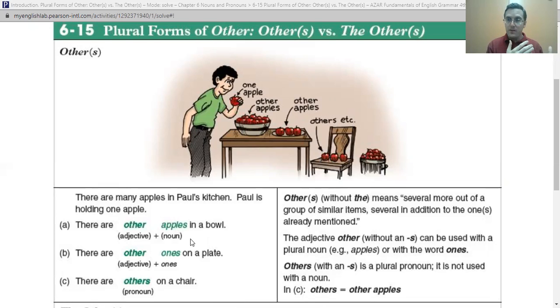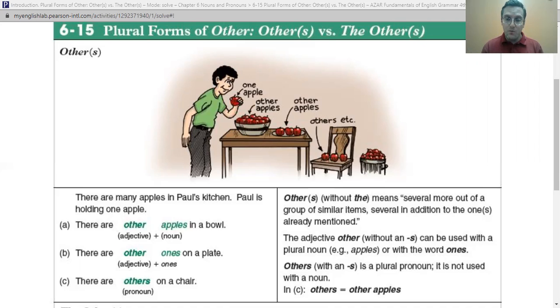Okay? The adjective, if it's an adjective, no S, it can be used with the plural noun apples or with the word ones. If it's a pronoun, then it will be plural others with an S. That's a plural pronoun. It is not used with a noun. So you can say other apples, and you put the S on the noun apples. Or you can say other ones, you put the S on the word ones. If it's the word other by itself, and it's plural, you must put the S on the word other, others.